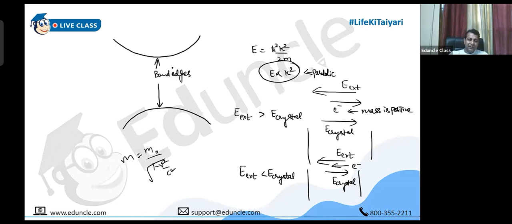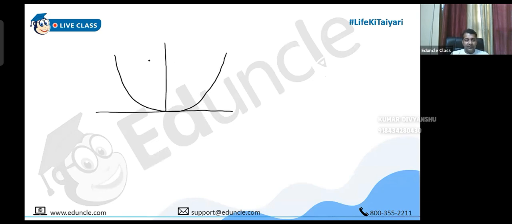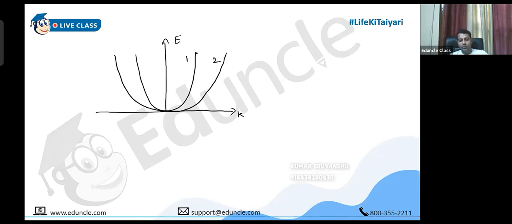Okay. So now let me tell you one useful thing for your numericals. Suppose you are given two curves like this. One like this and the other like this. And kindly name them as 1 and 2. So can you tell me which of these will correspond to higher mass? d2E by dk square is what? This is the slope, na? So in which of these curves is the slope greater?